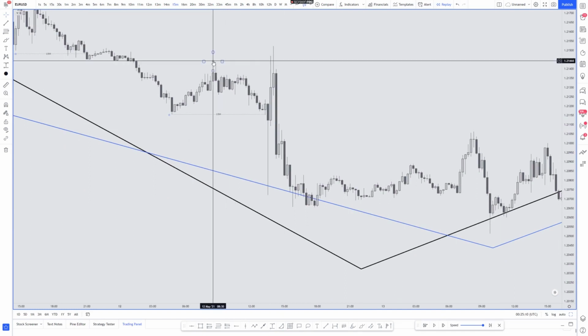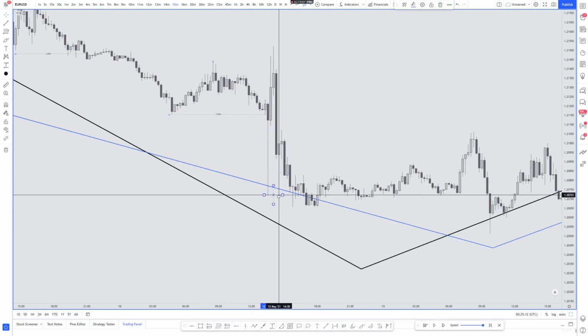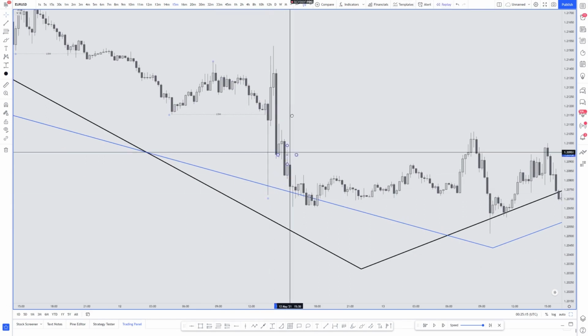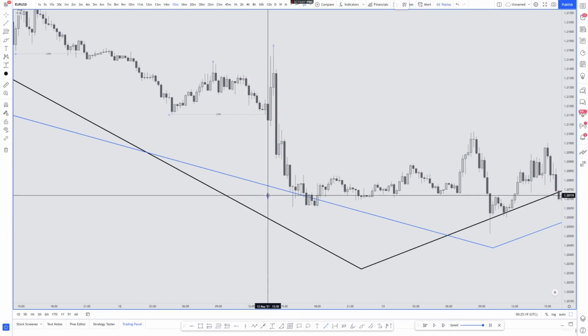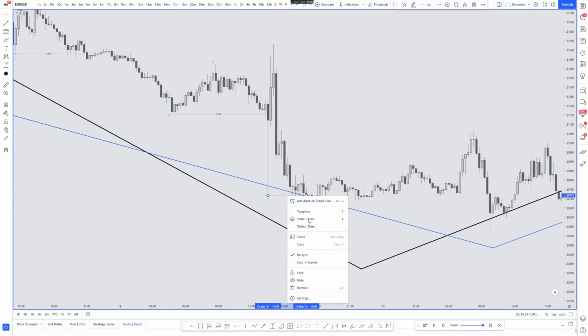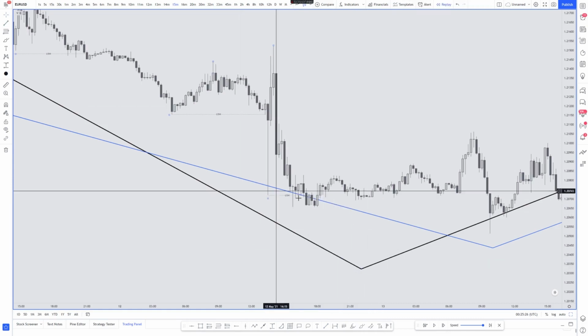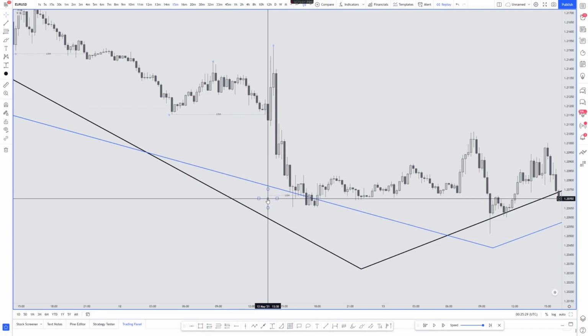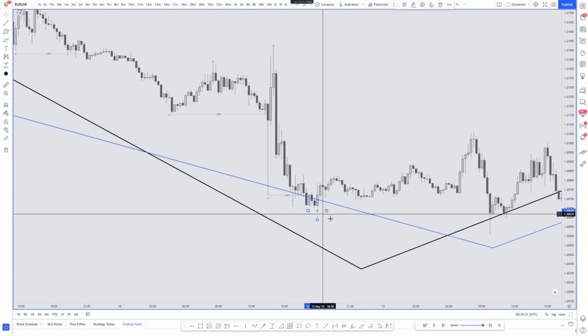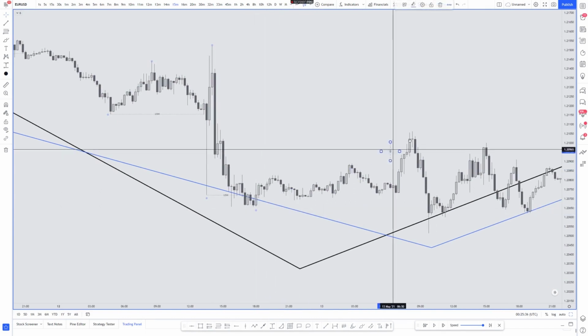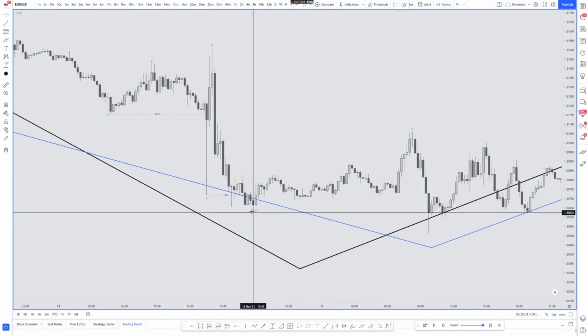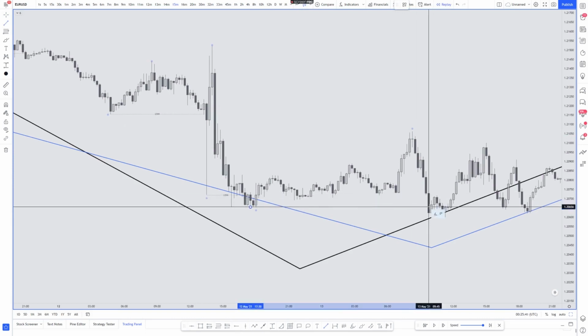So ultimately our structure would be down here. Again, a little bit of a weird structure here. I don't love it, but that's just the way it worked out. So our push completes here. Now ultimately we have a pullback up here, and you don't really have any structure till this low goes.